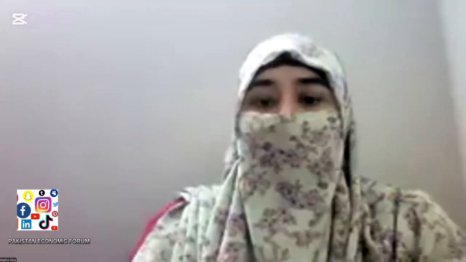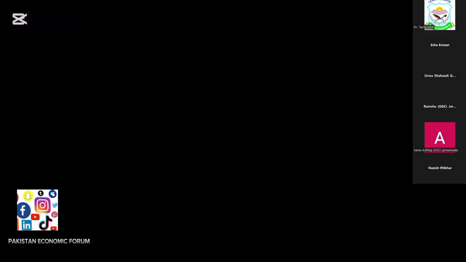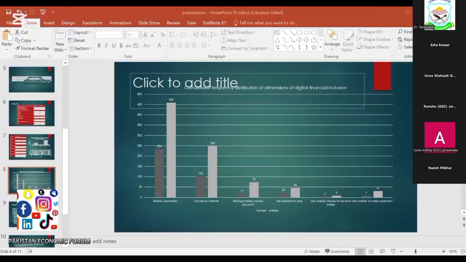Sorry for that. So I was talking about how women usually lack in DFI in every aspect. Even across different dimensions, that is mobile ownership, access to internet, having mobile money, use of internet pay, in all these dimensions you can see that the gray bar is shorter than the other one, and this shows that women lag in every dimension of DFI.